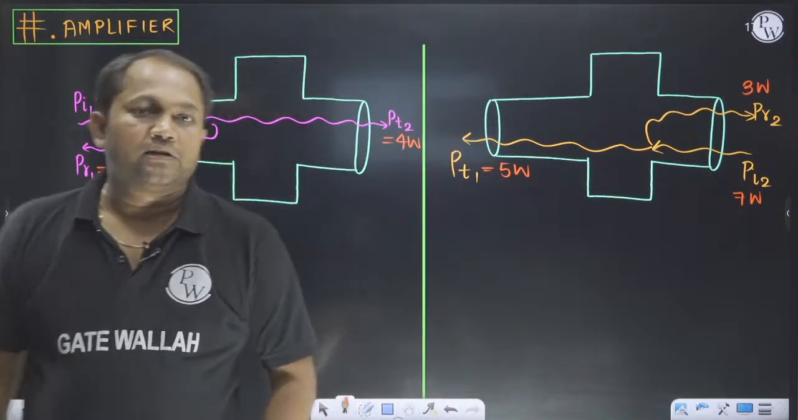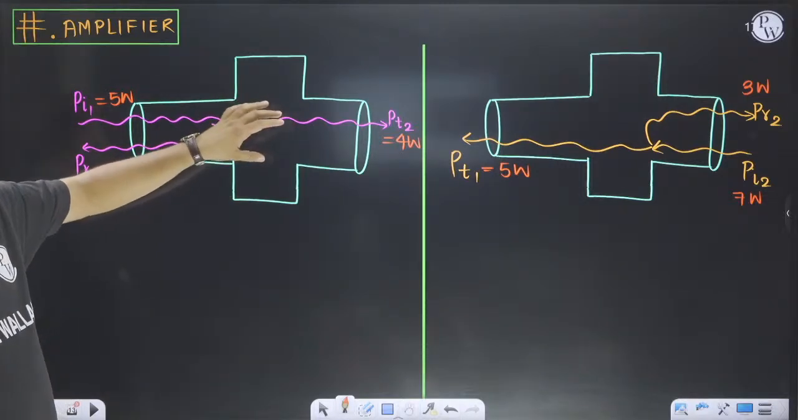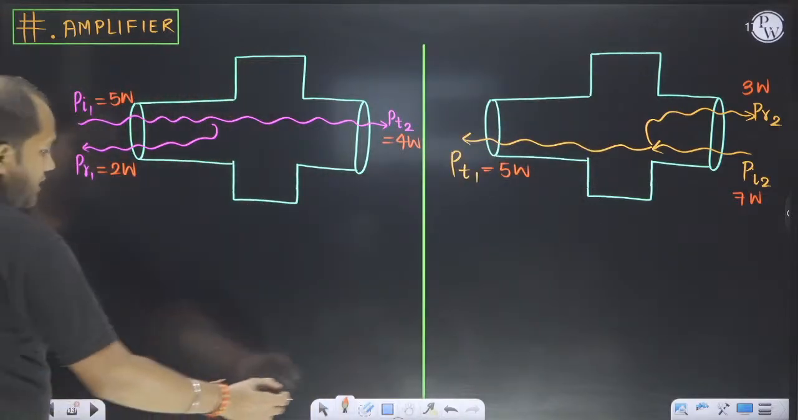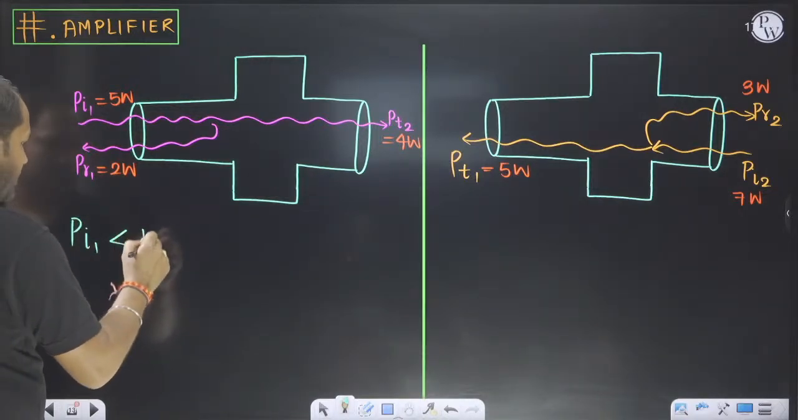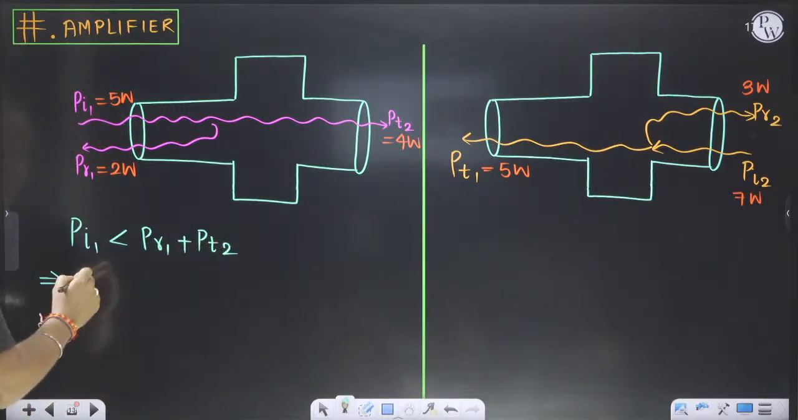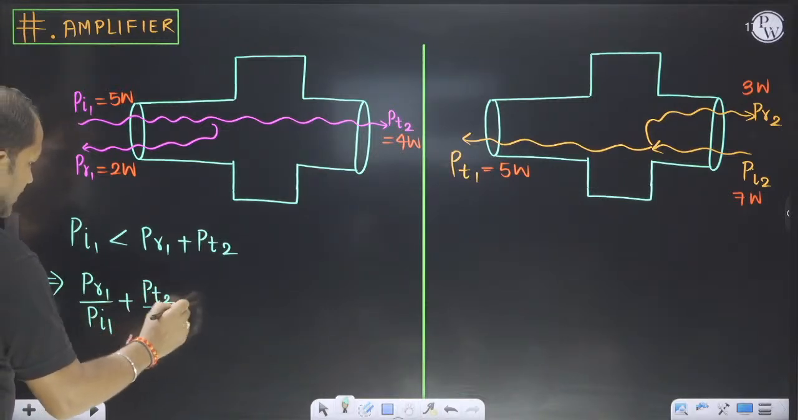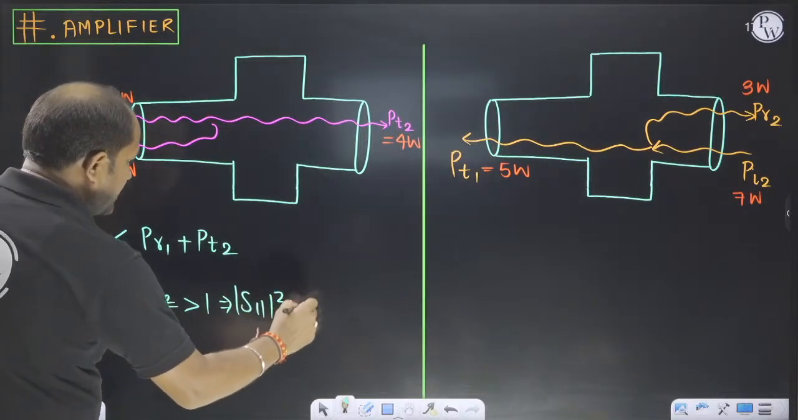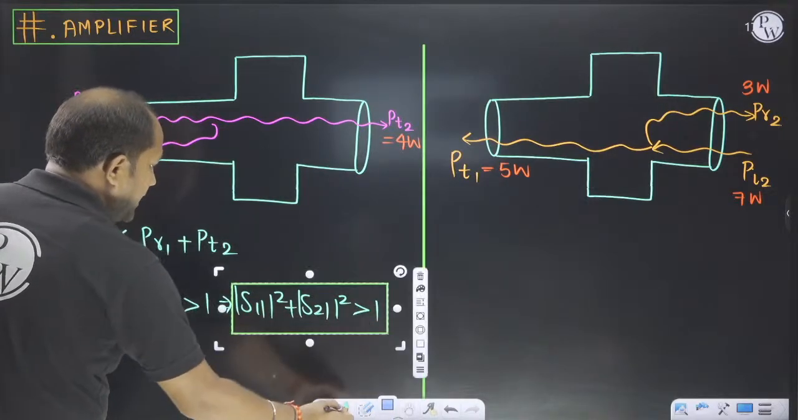So what will happen here? There is a gain in this device. How much gain in this device? In this device there is a gain of 1 watt. So what is the condition for this one? For this one, input power is less than reflected power plus transmitted power. That means PR1 upon PI1 plus PT2 upon PI1 is greater than 1. That means S11 square plus S21 square should be greater than 1. This is the condition for amplifier.